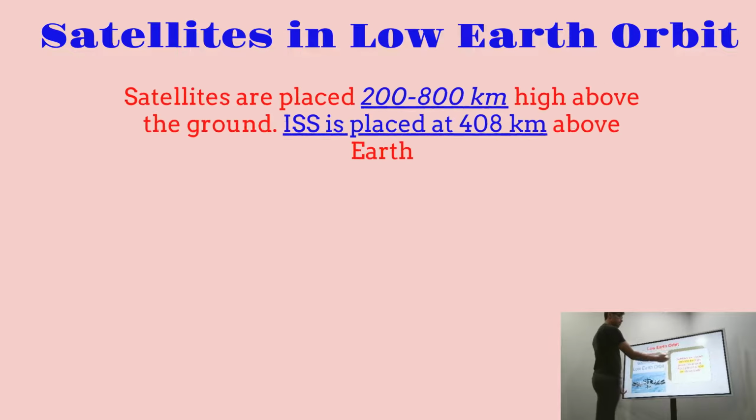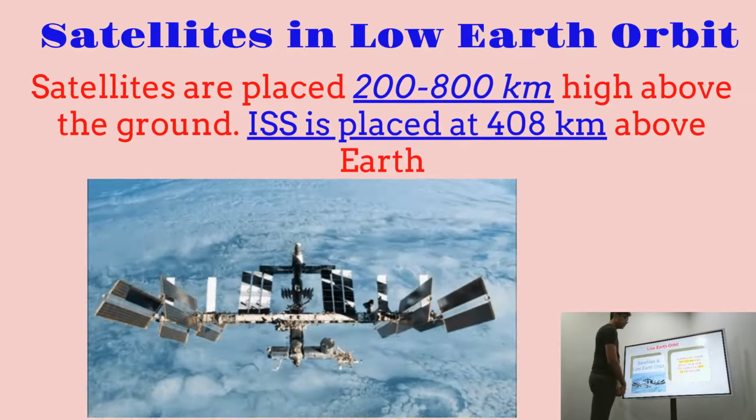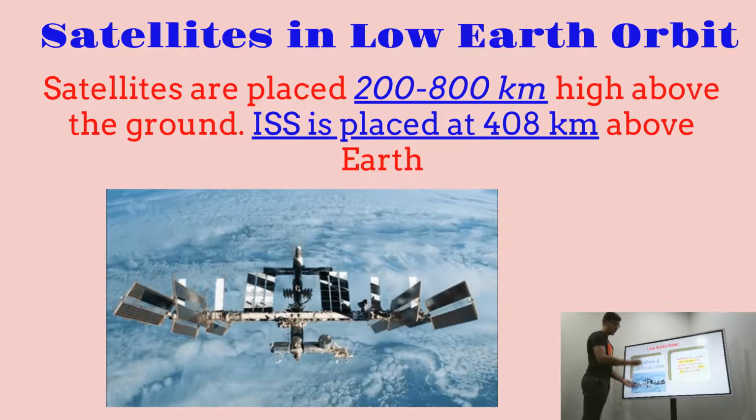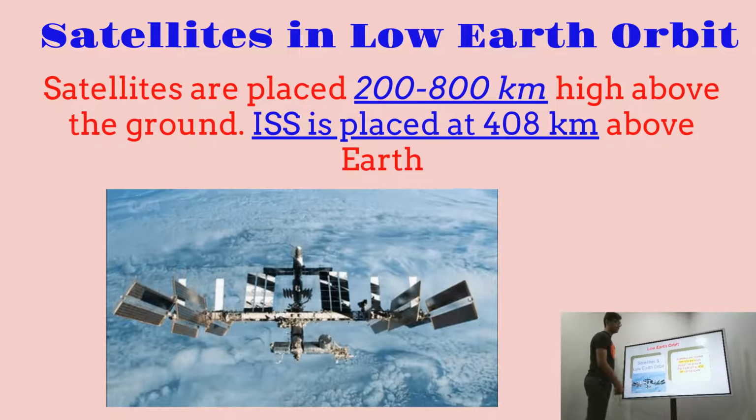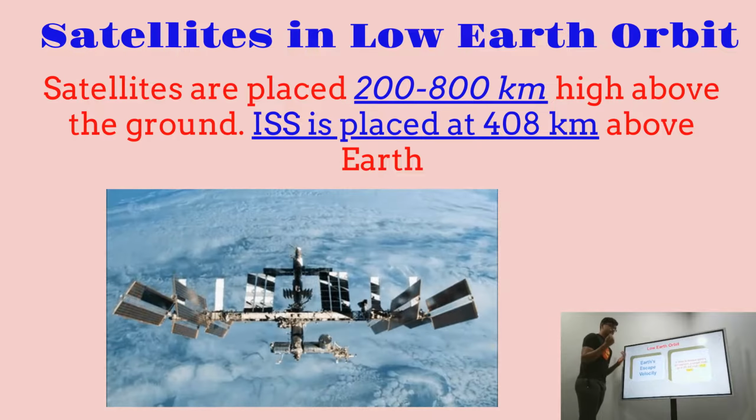And now let's talk about satellites and how they stay in our low Earth orbit. Satellites are usually placed around 200 to 800 kilometers above the atmosphere of the Earth, and the International Space Station is exactly half of that, placed at 408 kilometers above Earth. Now let's talk about Earth's escape velocity.